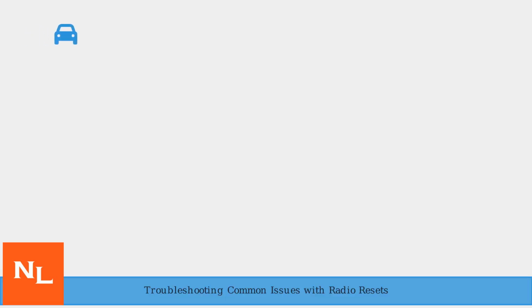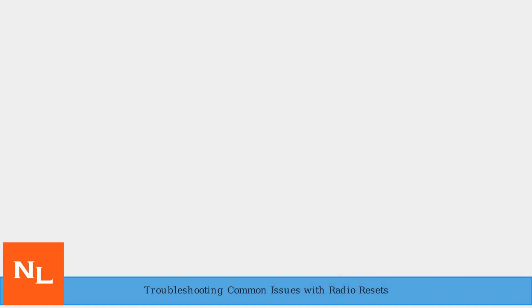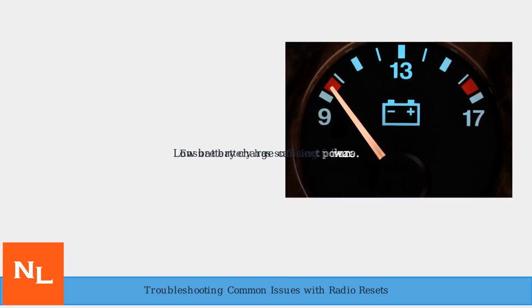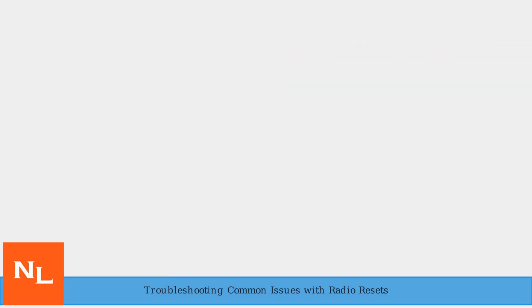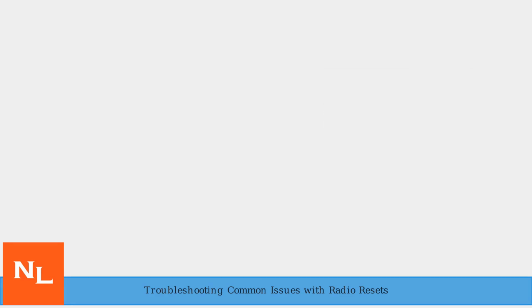When troubleshooting radio reset issues on your Toyota Yaris 3, common problems include system freezing, low battery charge, or repeated failures. If the system freezes, simply turn the car off and on again before attempting the reset procedure once more. Ensure your car battery has enough charge, as insufficient power can prevent the reset from completing successfully. For repeated reset failures, contact a Toyota service center for professional assistance.